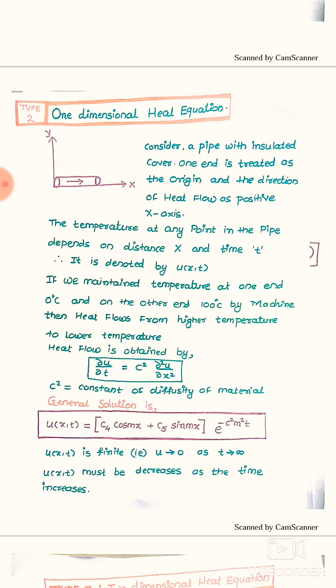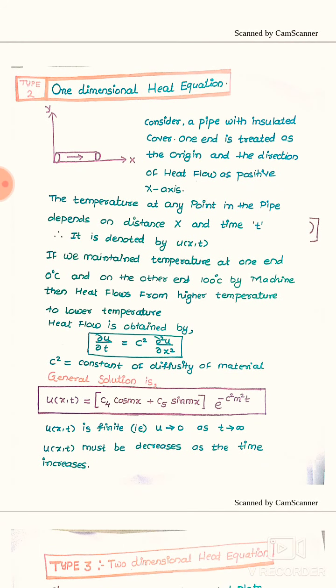∂u/∂t is equal to c² ∂²u/∂x². So what is this c²? It is the constant of diffusivity of the material, meaning it depends upon the material of the pipe.